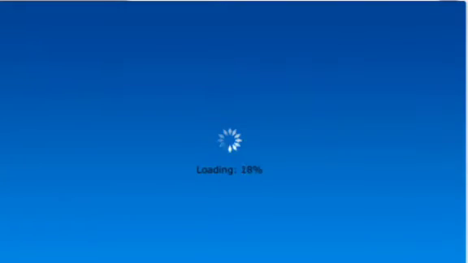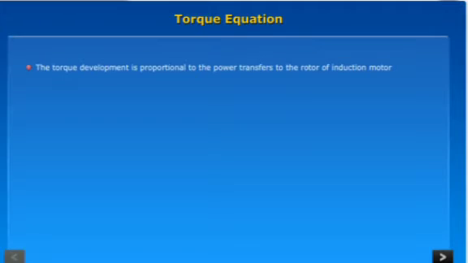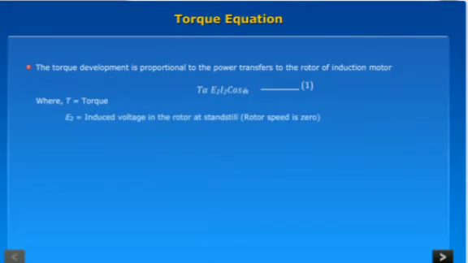Torque equation. The torque developed is proportional to the power transferred to the rotor of the induction motor, where T is the torque, E2 is the induced voltage in the rotor at standstill, when rotor speed is 0, I2 is the rotor current, and cos phi2 is the rotor power factor.